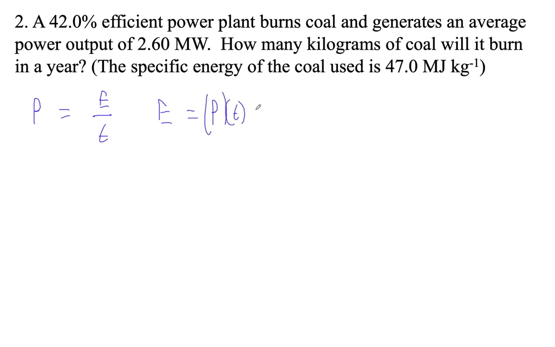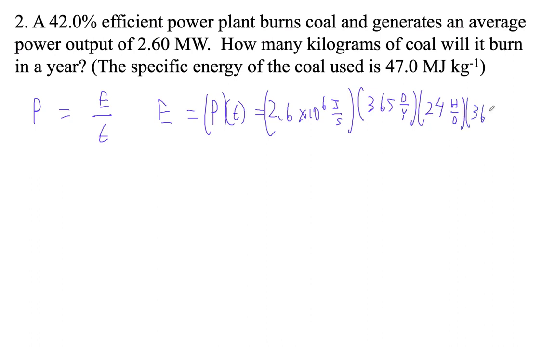We can do this. So that's 2.6 times 10 to the 6th watts. That's joules per second. Then the question is, how many seconds are there in a year? That's easy. 365 days per year, 24 hours per day, 3,600 seconds per hour. Days cancel, hours cancel, seconds cancel, and you'll end up with joules per year, which is exactly what we want.